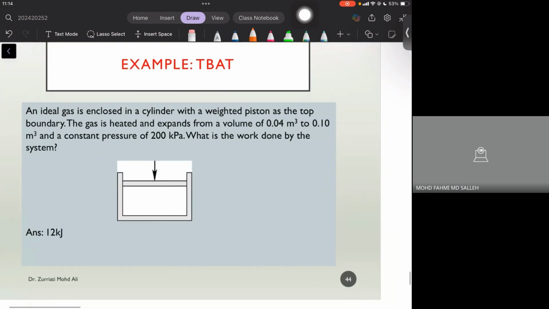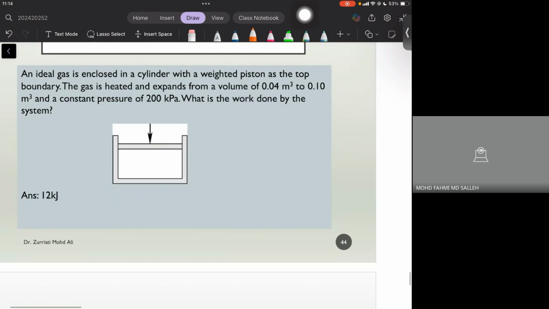So next, let's have a look at the third question for the Tbat. An ideal gas is enclosed in a cylinder with a weighted piston as the top boundary. The gas is heated and expands from a volume of 0.04 meter cube to 0.1 meter cube at a constant pressure of 200 kilopascal. What is the work done by the system?